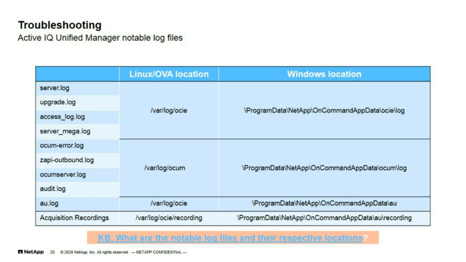The upgrade log is going to capture the upgrade process whenever you go through and update the application. If there's any issues there, we can then note them and try to take corrective actions to fix the upgrade. For troubleshooting calls into Unified Manager or trying to track who's logging in or accessing which pages, you can take a look at either the access_log or the audit log.